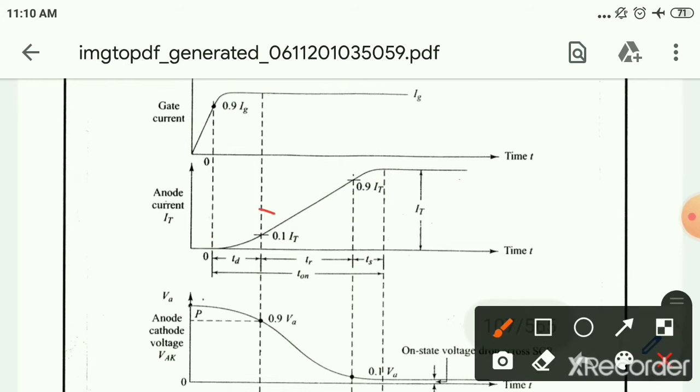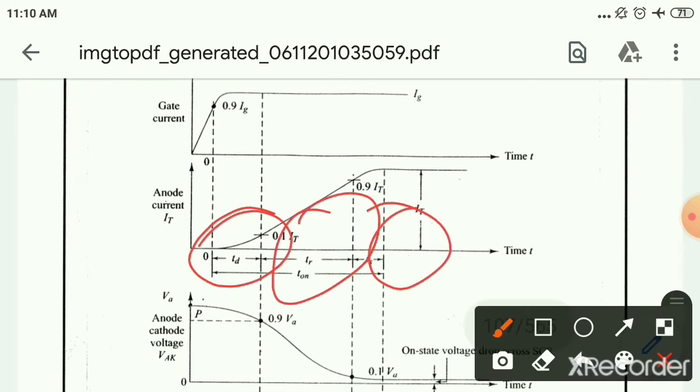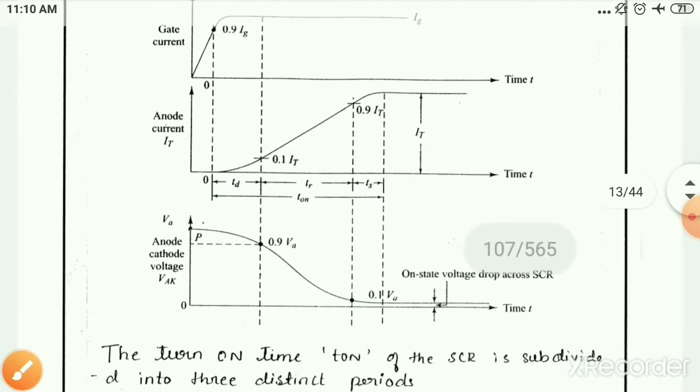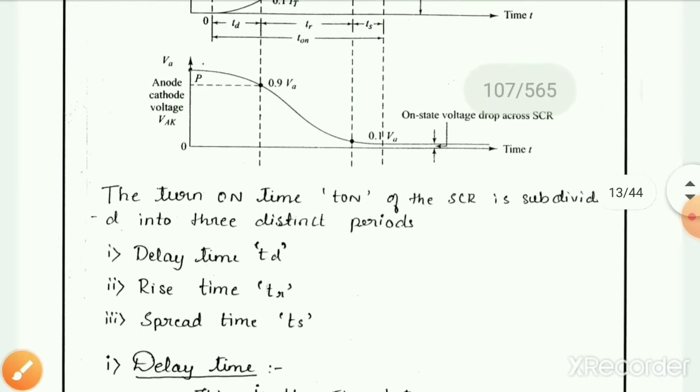There are some terminologies: delay time, rise time, and the on time. Similarly fall time, everything is there, so we will discuss them here one by one.